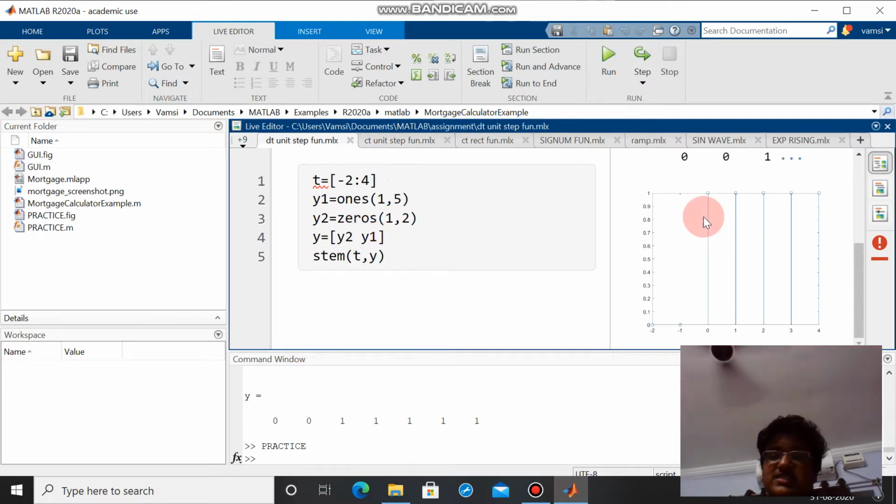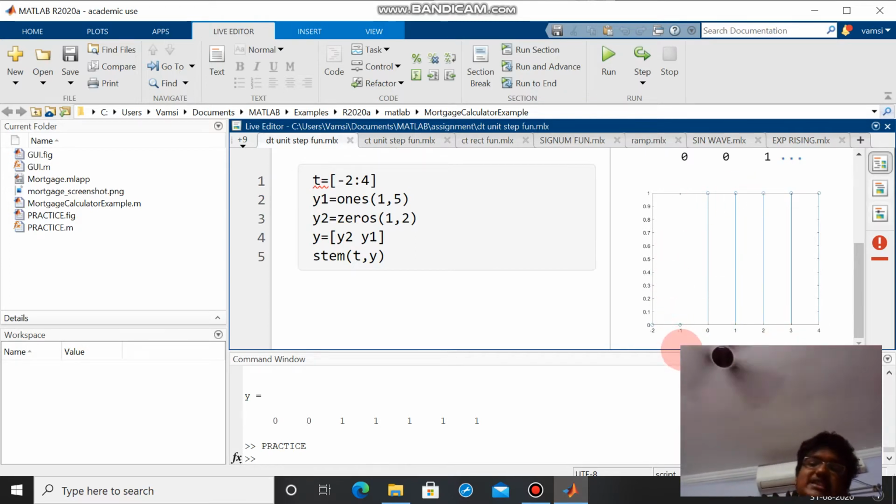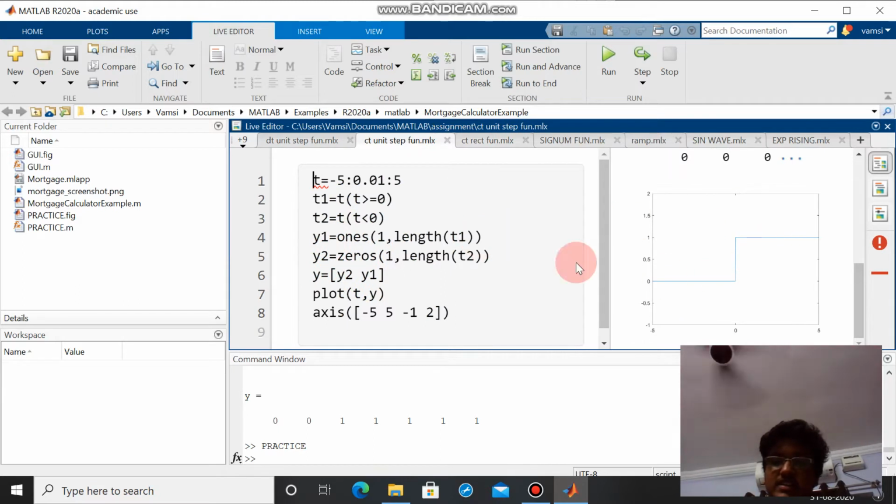So as you can see, this is unit step function in discrete time signals, as it is clearly for all x greater than 0 it is equal to 1, and for all x less than 0 it is equal to 0. So this is discrete unit step function, and I have used plot, so this will be continuous unit step function here. For all x greater than 0 it is equal to 1, and for all less than 0 it is equal to 0.